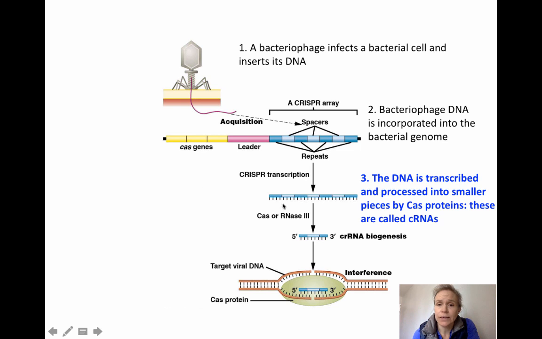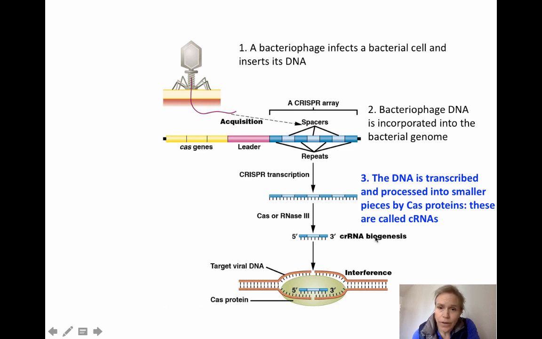So, what happens next is that whole sequence, which now includes the phage DNA and the bacterial DNA, is transcribed into a really long piece of messenger RNA. The long piece of messenger RNA is then cleaved into smaller pieces. These smaller pieces are called cRNAs or CRISPR RNAs.